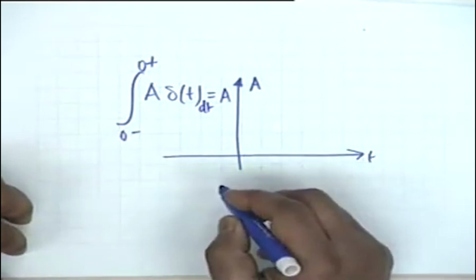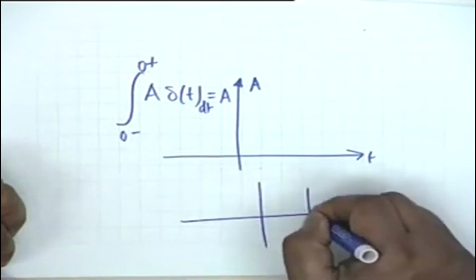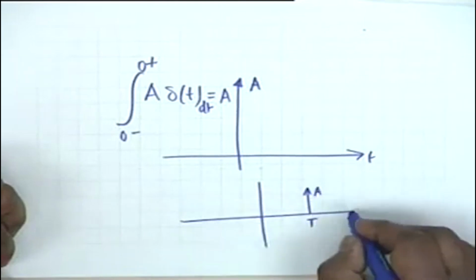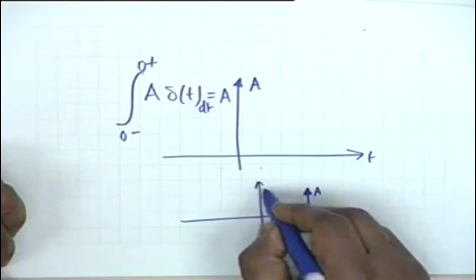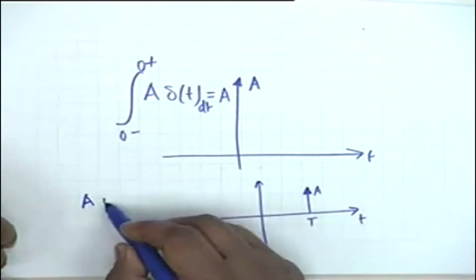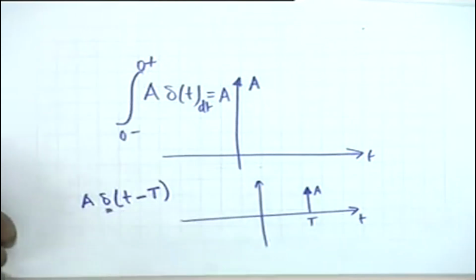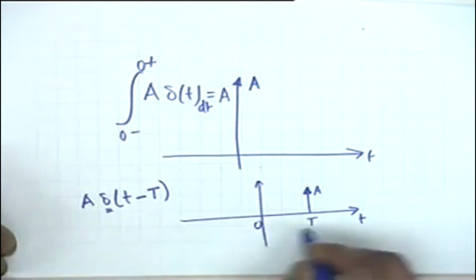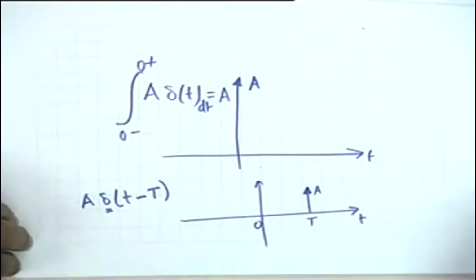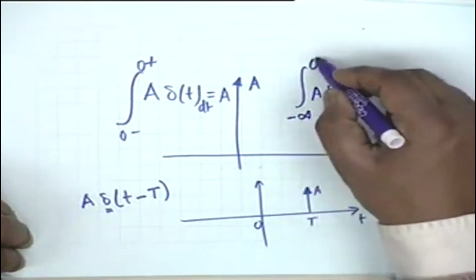which means that if the impulse, instead of occurring at t equal to 0, occurs at t equal to capital T, and its strength is capital A, then this impulse representation would be A times delta t minus capital T. The delta function or the unit impulse function exists only when its argument is equal to 0, that is, it occurs at t equal to capital T. Now if capital T is greater than 0 and you integrate this impulse, let us say from minus infinity to 0, what would be the value?